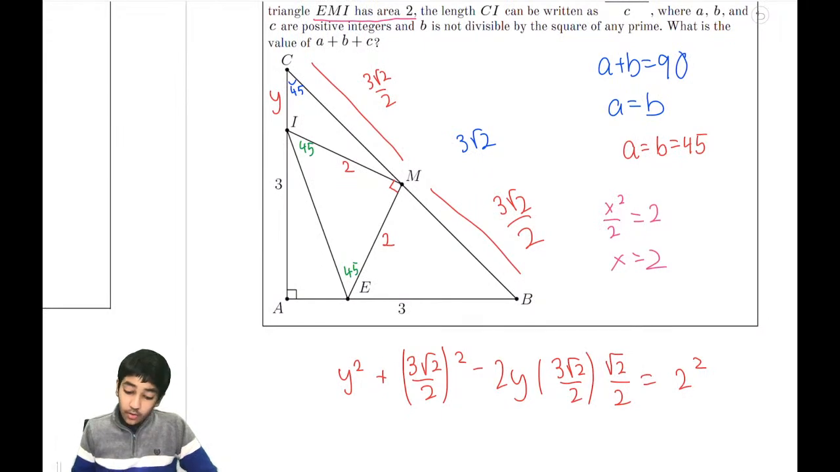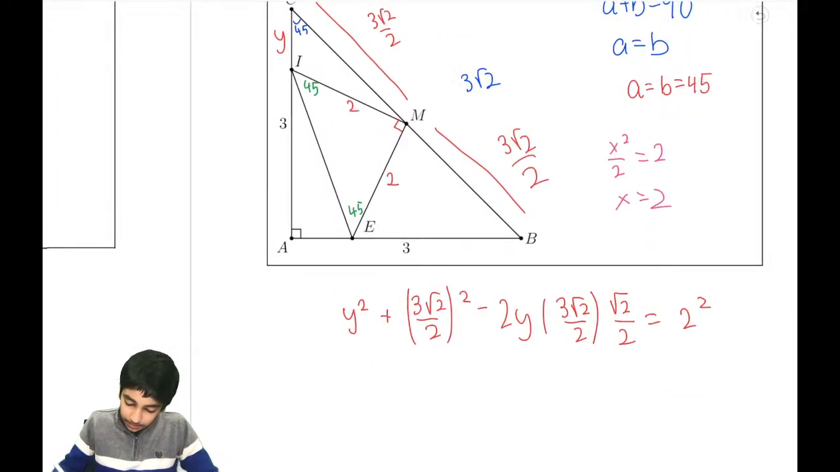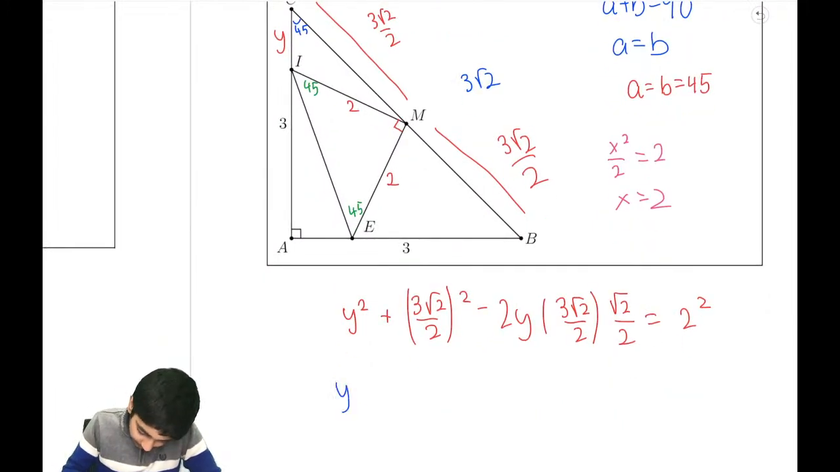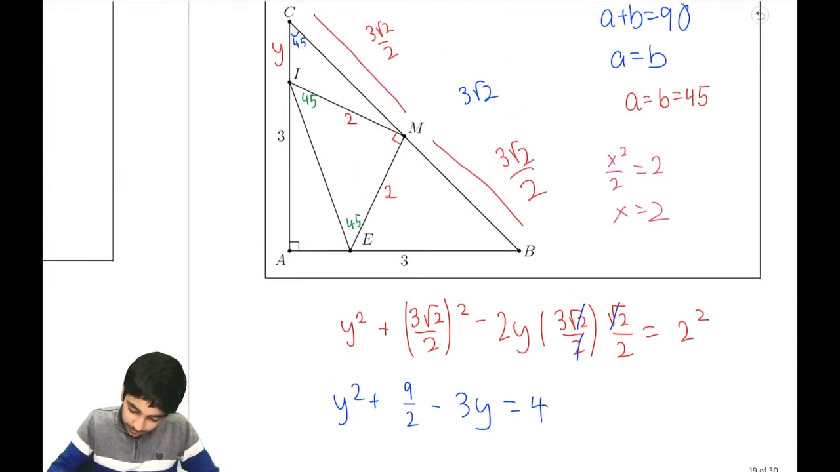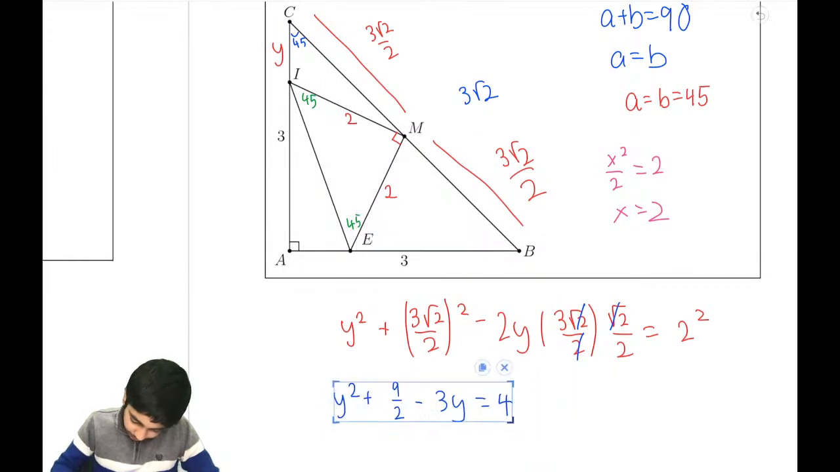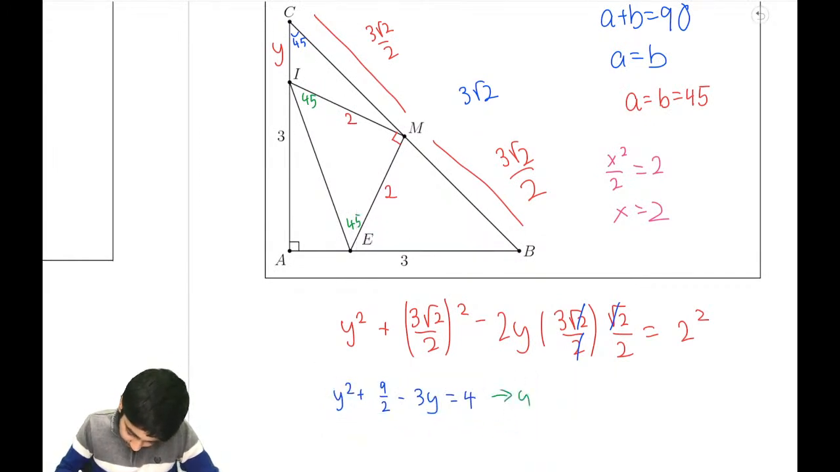And now what can we do? It's actually pretty straightforward to solve the problem from here. All you really need to do is simplify this expression and solve, and let me just do that really quickly. Y squared plus 3 root 2 over 2 squared, which is just going to be equal to 18 over 4, so 9 halves, minus, and we have some terms canceling here. So we're left with minus 3y equals 4, meaning that y squared, maybe I should write a little bit smaller, y squared minus 3y plus 1 half is 0.